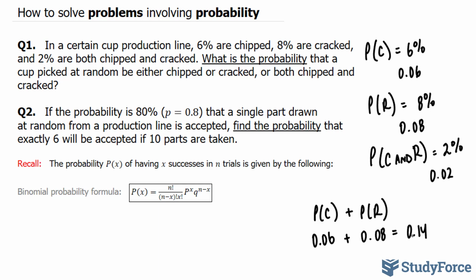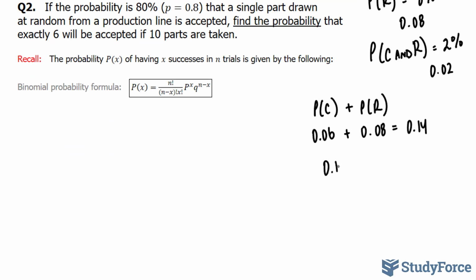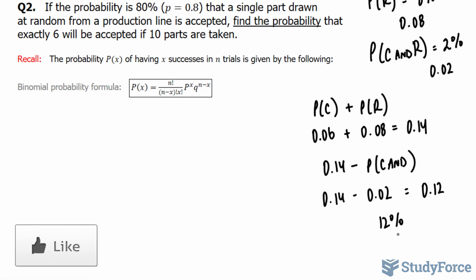So to find out how many are only chipped or cracked, we'll have to take this amount and subtract it from P, C, and R, which is equal to 0.02. Subtracting these two, we end up with 0.12, or 12% probability that the cup that you pick up has only one type of defect, not both. And so that's the answer to question 1.